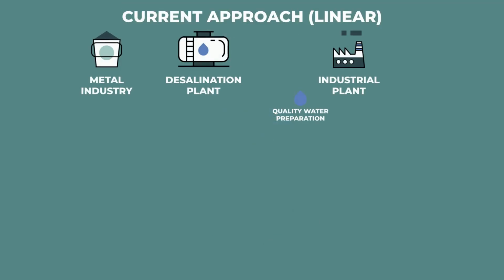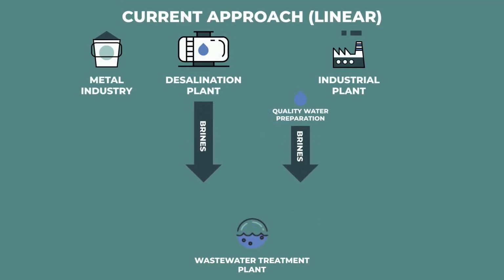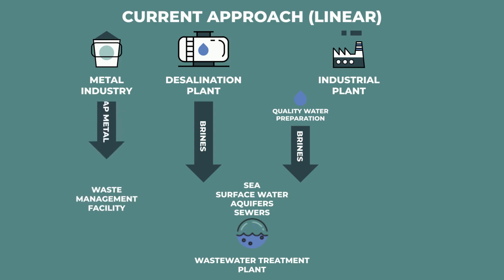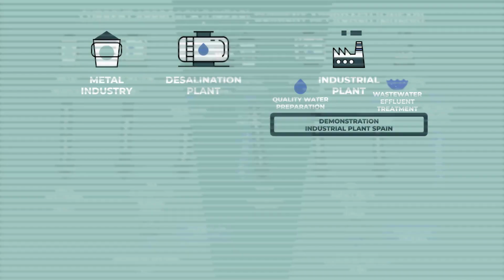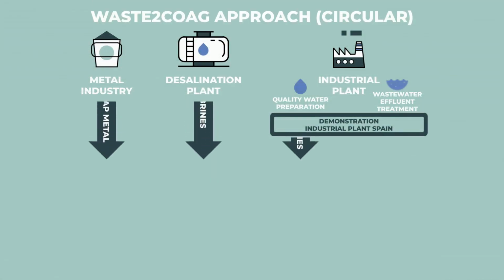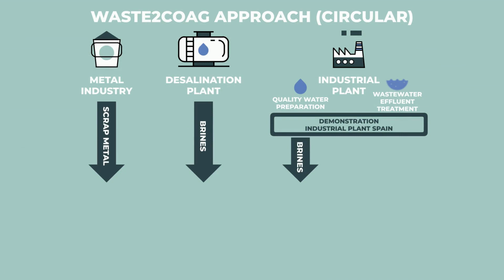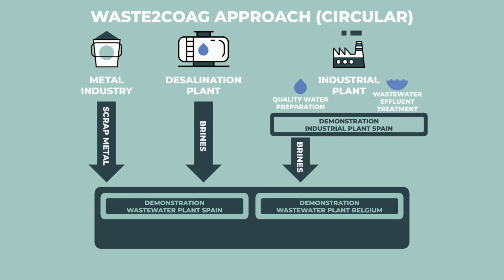In the existing linear model of wastewater treatment, brines from desalination and water treatment are pumped into the sea, surface water, aquifers and sewers, causing damage to the soil and marine ecosystems. Scrap metal from the metal industry is disposed of without being reused, and commercial iron and aluminium coagulants are purchased to treat wastewater.